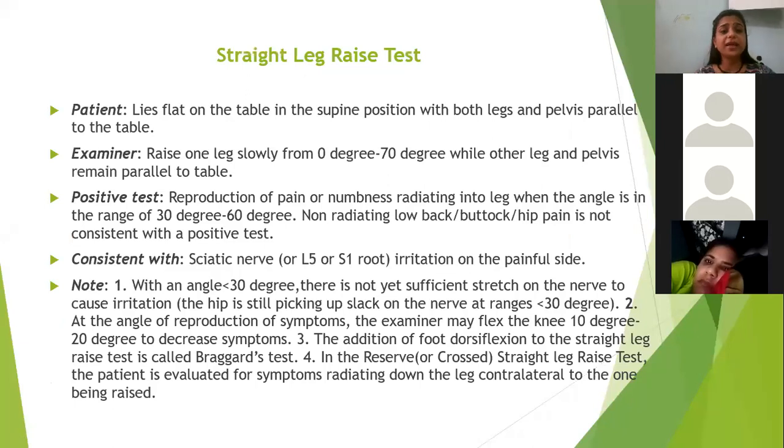Okay, what you have to do, you have to make the patient lie in the supine position, both the legs and pelvis in parallel. Raise one leg slowly from 0 to 70 degrees, while the other leg and pelvis remain parallel to the table. Okay, if the patient produces pain or numbness radiating to the leg between 30 to 60 degrees, okay, the range you remember, between 30 to 60 degrees, that indicates a positive SLR, and SLR is always a passive maneuver.